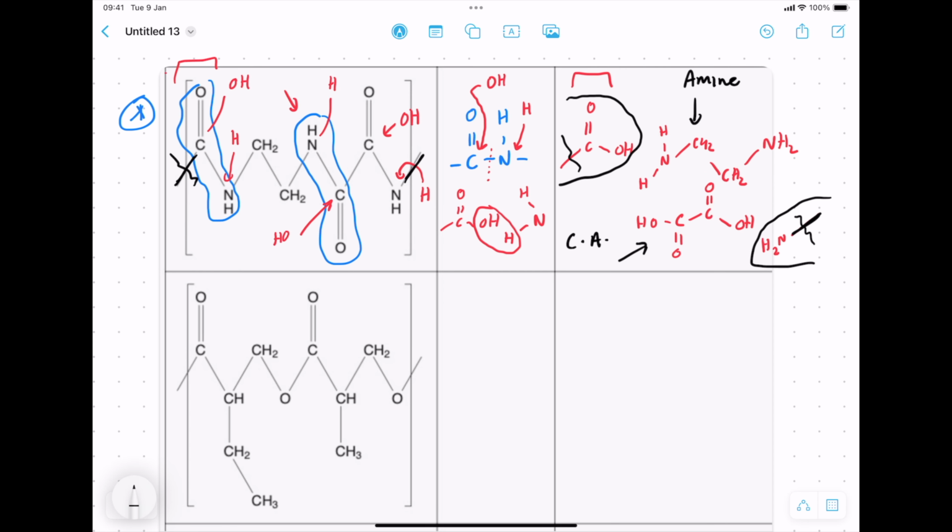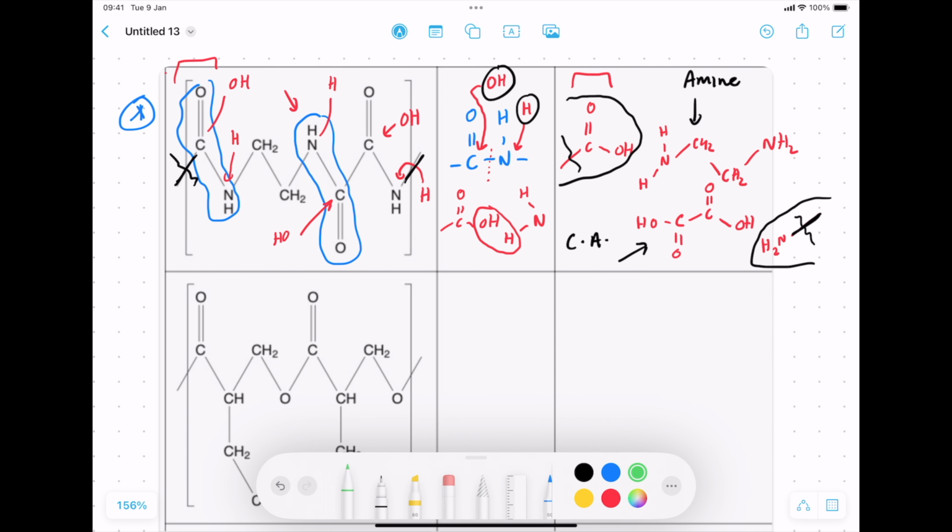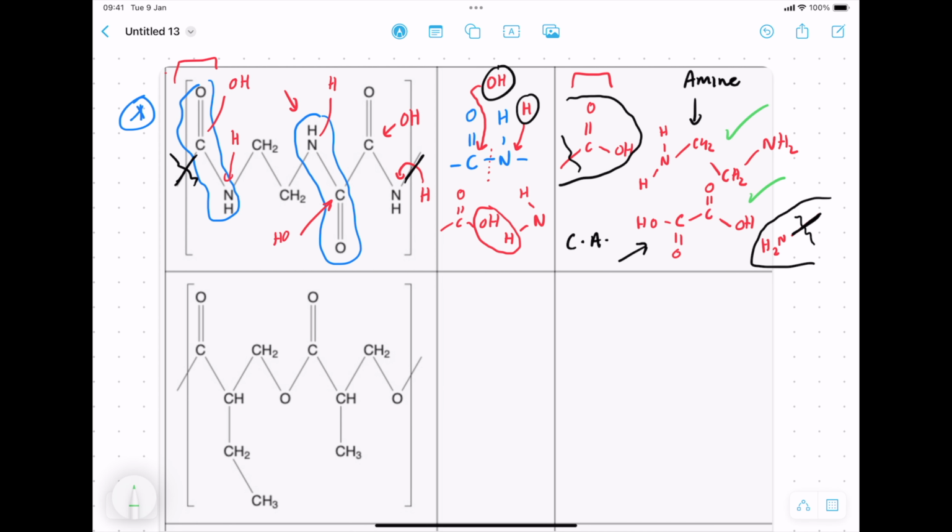So what I've done is I've just applied the rule. Every time I see a C double bond O, I put an OH. Every time I see an NH, I put an H, and just split it into parts and then look to see what I have left. And I'm finishing with these two, the green ticks, this monomer and this monomer.